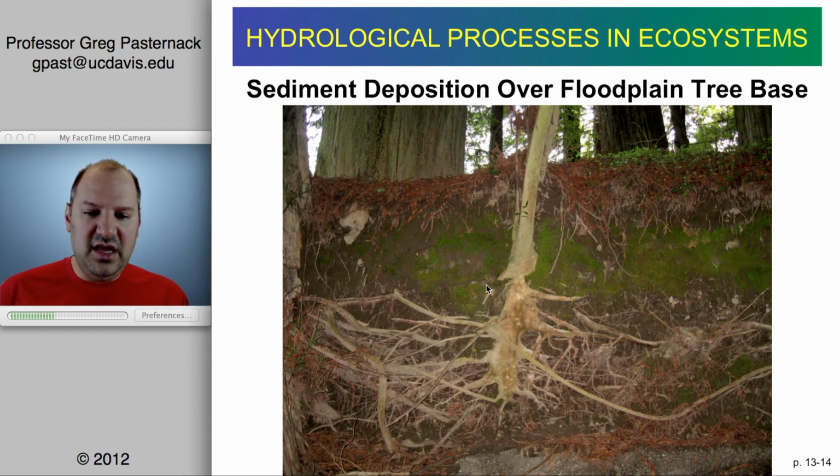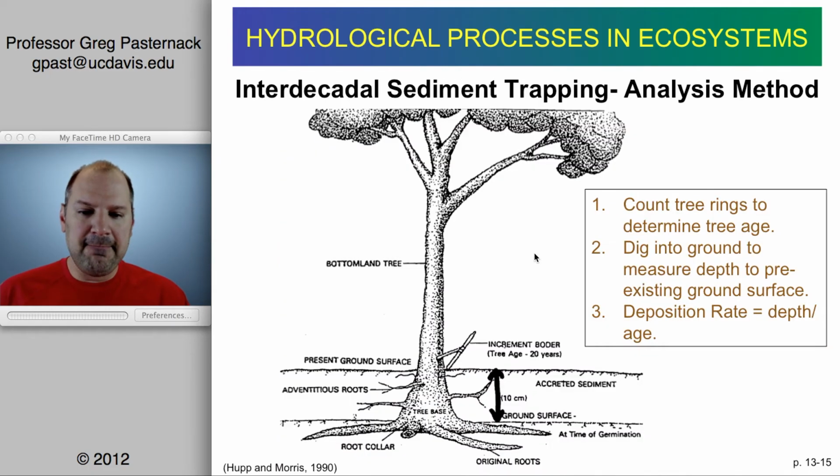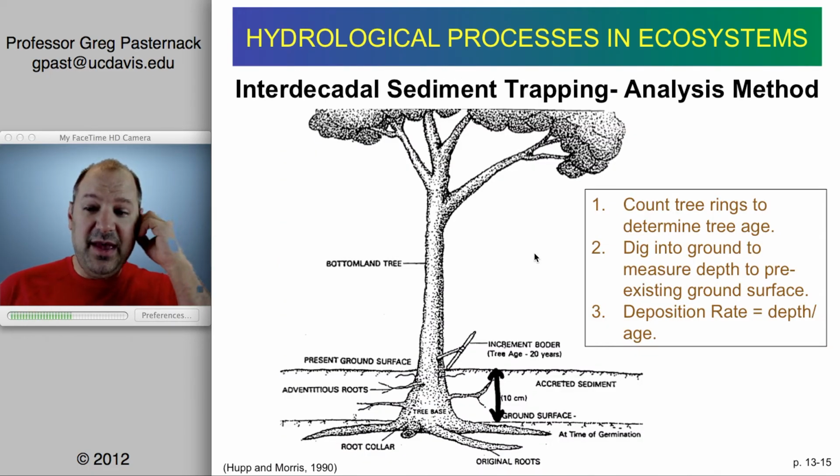You can see that the tree, when it germinated, probably had a ground elevation here, and then all this stem of the tree has been buried. This is a photo from the Eel River in California. And this actually provides a basis to quantify sedimentation rates over a long period of time, over the life of a tree. So this was from a study by Hupp and Morris, and this scientist, Cliff Hupp, has spent a lot of his career studying the role of vegetation in lowland forests.